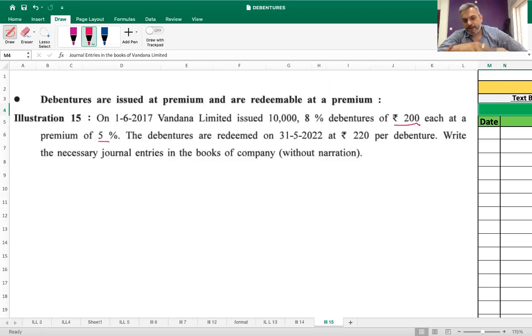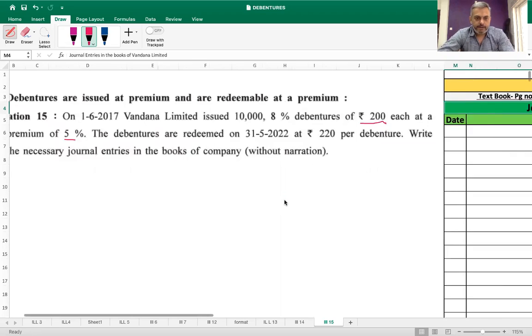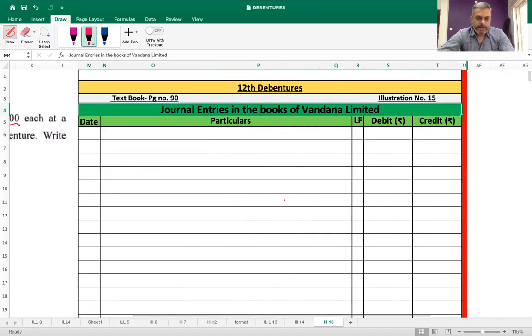Now debentures are redeemed on 31/5/2022 at 220 per debenture. So we are collecting 210, but we have to pay back 220. So write the necessary journal entries in the books of the company. Please write the heading and let's start.